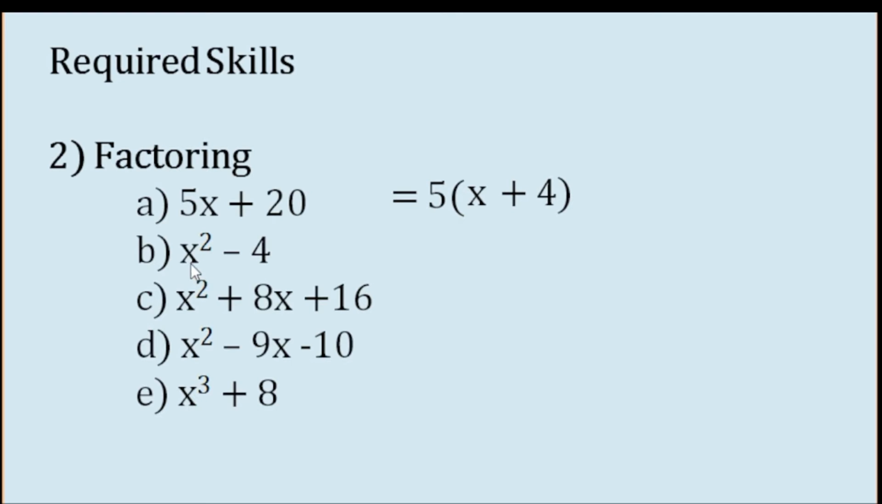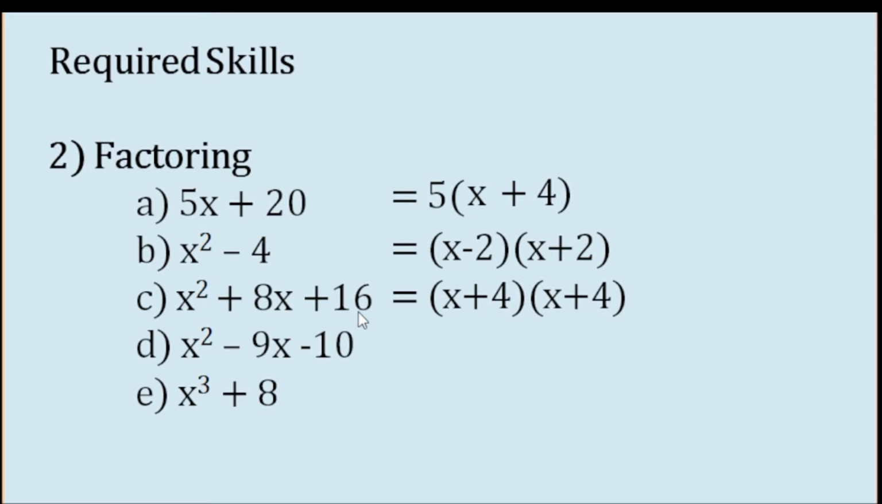Now, factoring b here is the difference of two squares. x squared minus 4, meaning to say the factors are just x minus 2 and x plus 2. The third one here is a perfect square trinomial. Meaning to say our factors here are just x plus 4 and x plus 4.